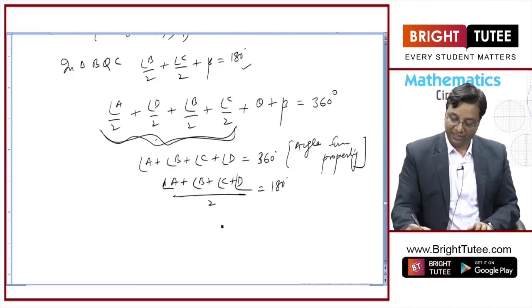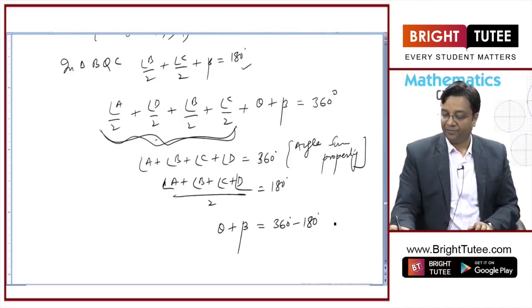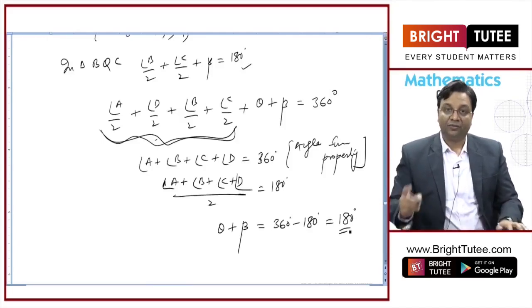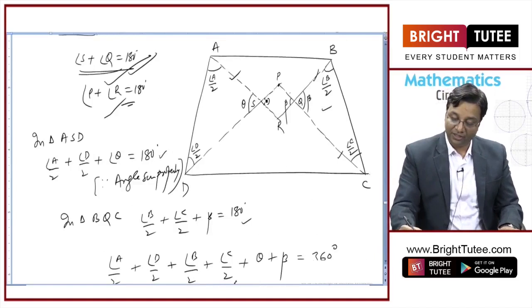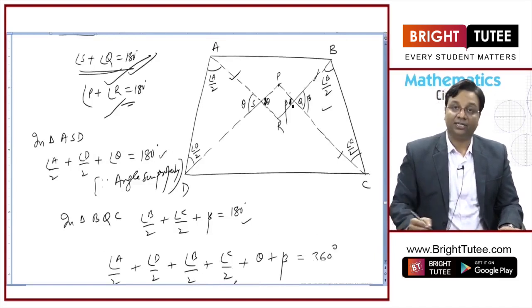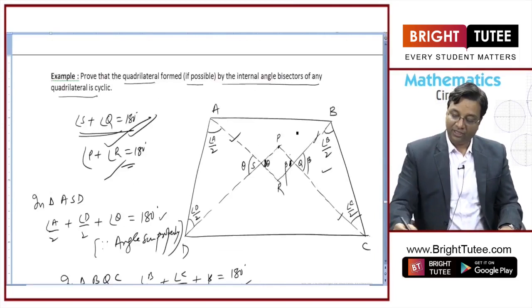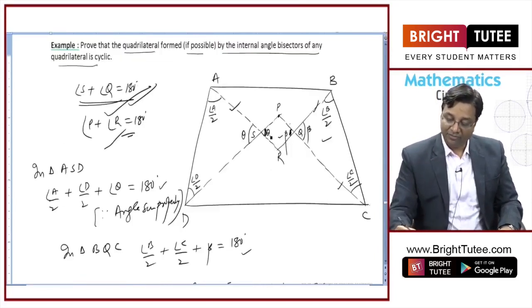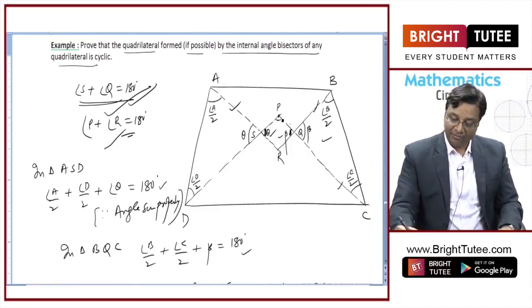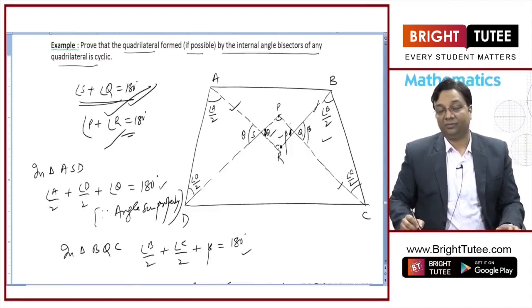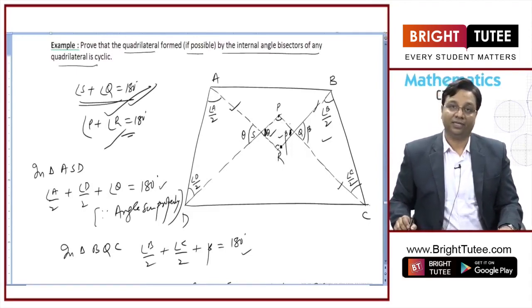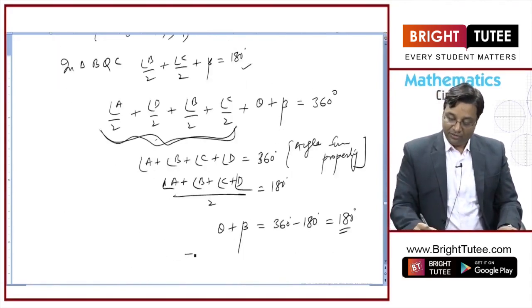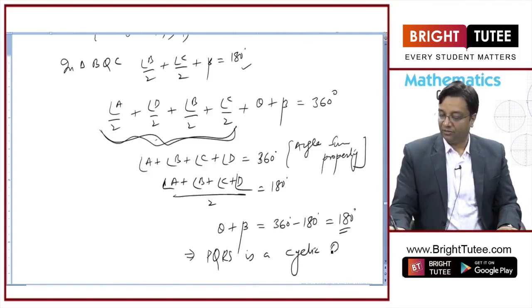Hence, if I take it to the right hand side, theta plus beta will be equal to 360 minus 180, that is 180 degrees. Once I have shown that the sum of these two angles is equal to 180 degrees, I can say that quadrilateral PQRS is a cyclic quadrilateral, because if theta plus beta is 180 degrees, the sum of angle P and angle R will also be 180 degrees. So PQRS is a cyclic quadrilateral.